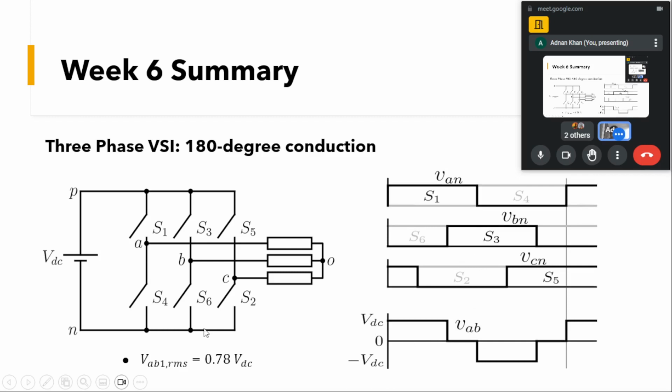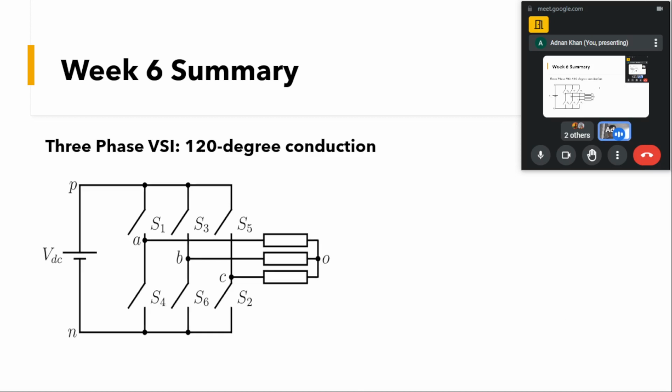Also, if you calculate the fundamental RMS of this VAB using Fourier analysis, it will be equal to 0.78 times VDC in the 180 degree conduction mode. I will not go into the derivation of it because it has already been taught in the course and you can go through the lectures. This is only to brush up the ideas.